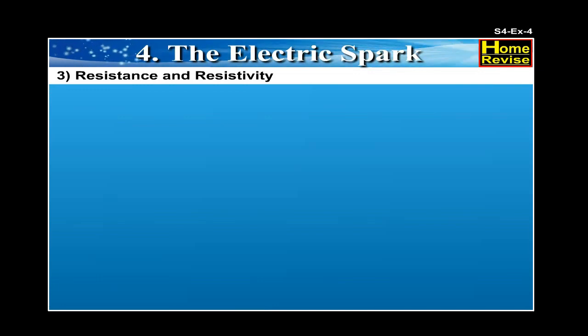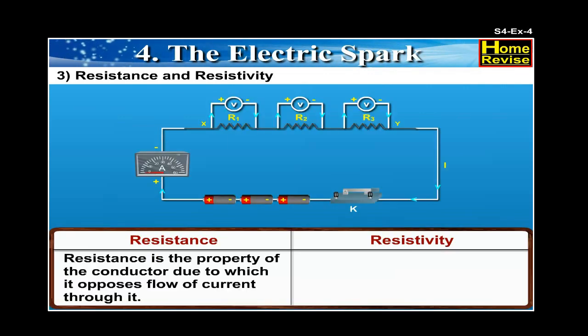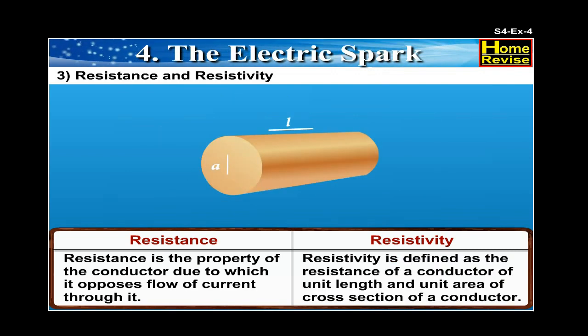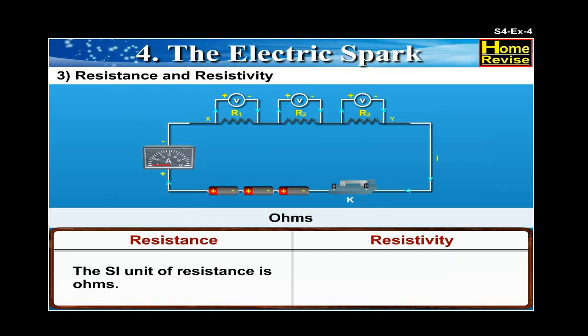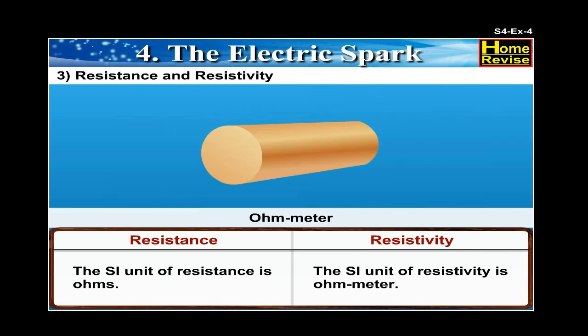Third, distinguish between resistance and resistivity. Answer. Resistance is the property of the conductor due to which it opposes the flow of current through it, while resistivity is defined as the resistance of a conductor of unit length and unit area of cross-section. The SI unit of resistance is ohm, while the SI unit of resistivity is ohm meter.